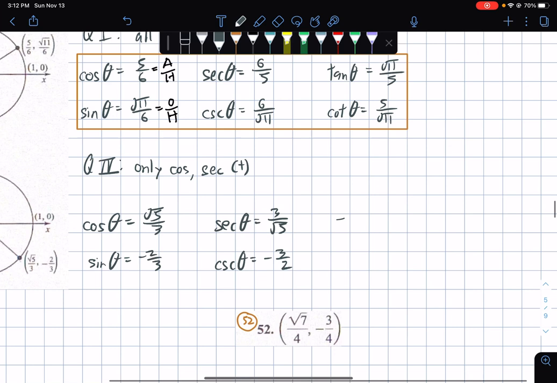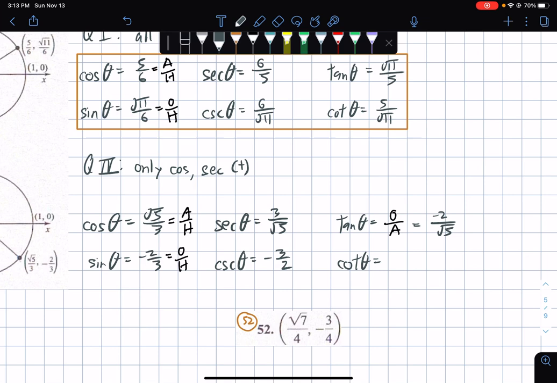Tangent theta is equal to O over A. So let's say that is A over H, O over H, O over A. O is negative 2 and A is square root of 5. We know that tangent is negative because in quadrant 4, only cosine and secant are positive. So cotangent theta is equal to A over O, which is square root of 5 over negative 2. Let's just box this answer.